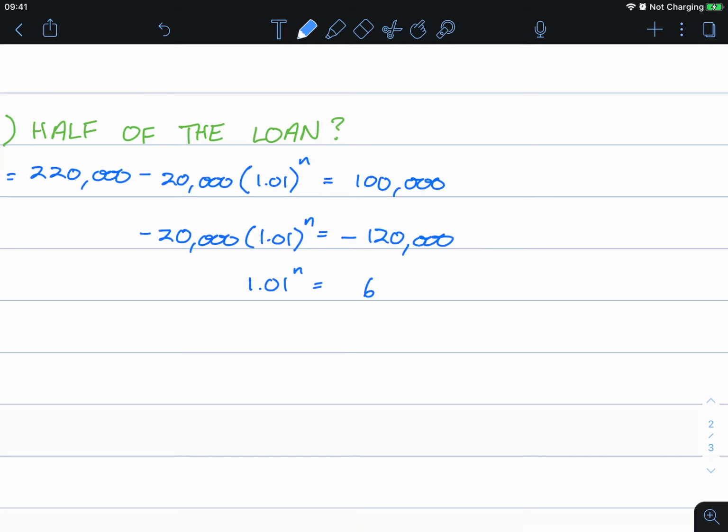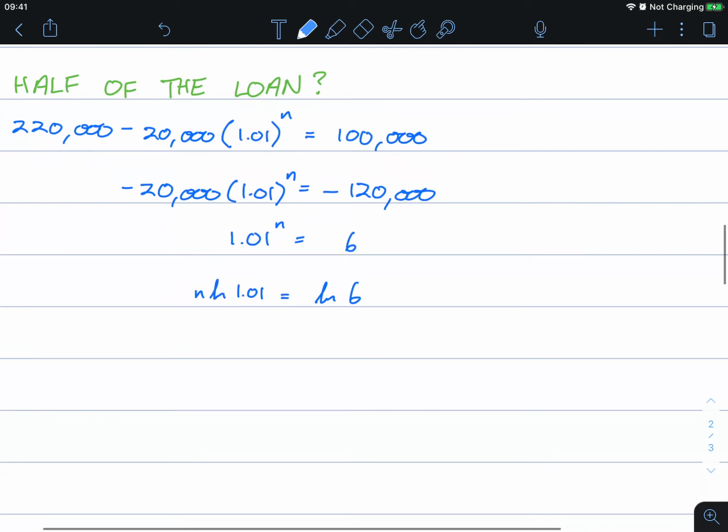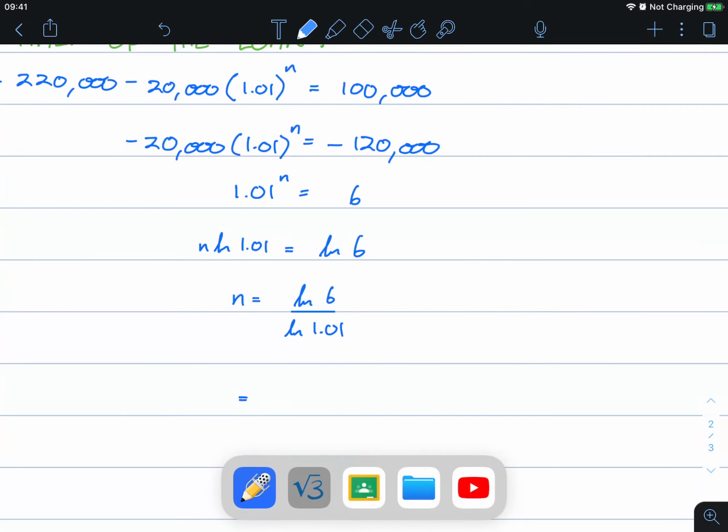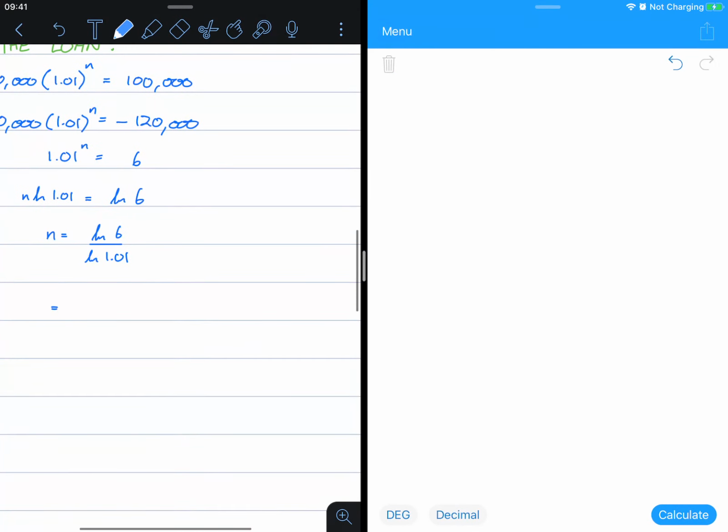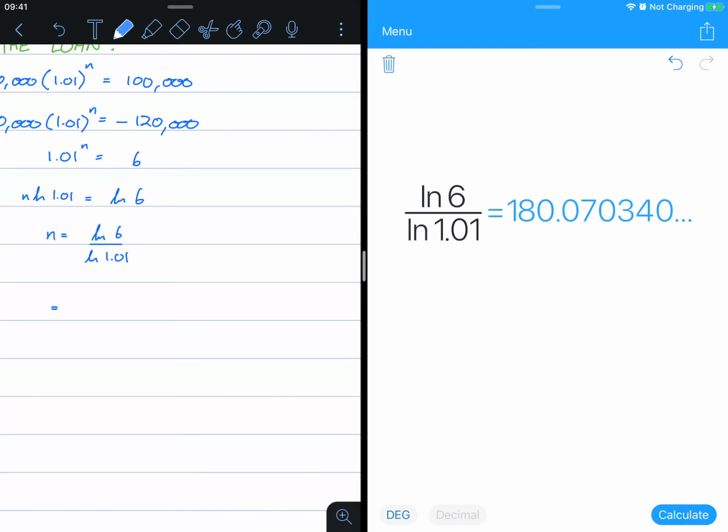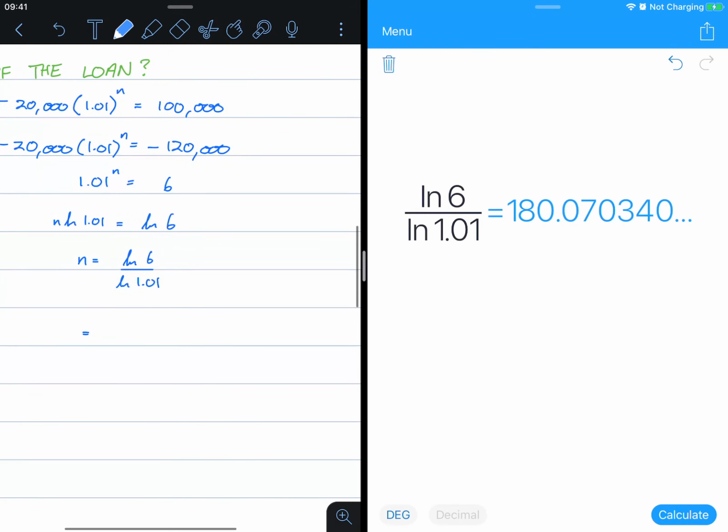Solving for n, you can take the natural log of both sides, or you can just do the change of base for this. n equals ln of 6 over ln of 1.01, which we can solve to be 180.07 months, because remember the time frame we were working with is months.